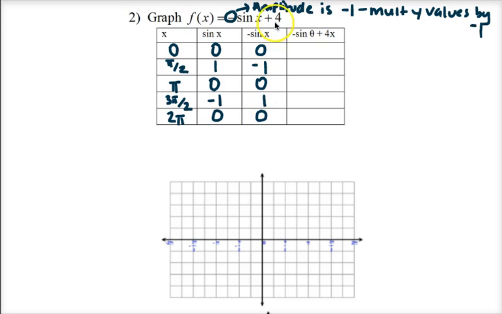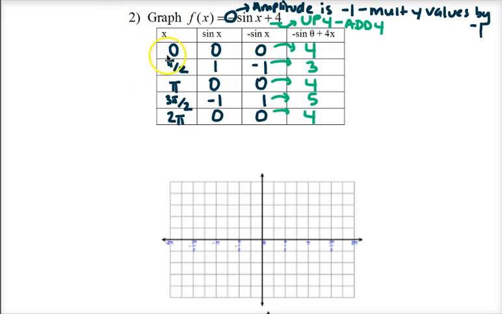Okay? Then I have to look here, +4. This is the vertical shift. We're moving up 4. So we're adding 4. Okay? So now I'm going to go ahead and add 4. Add 4 to 0, I'll be at 4. Add 4 to -1, I'll be at 3. Add 4 here, I'm at 4. Add 4 to 1, I'm at 5. And add 4 here, and I'm at 4.